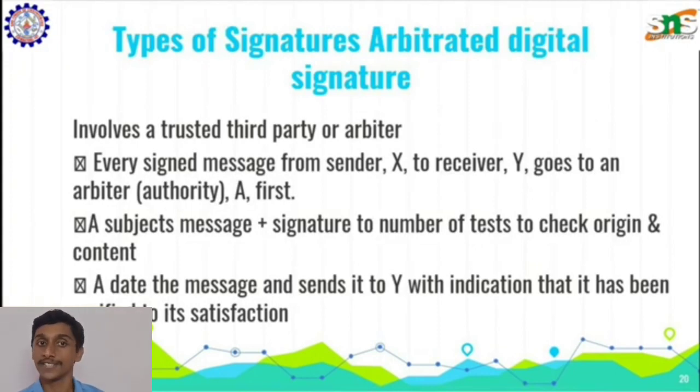Types of signatures. Attributed digital signature, which involves a trusted third party, where signed messages from sender X to receiver Y go to an arbitrator. First, the message plus signature is subjected to a number of tests to check origin and content. The arbitrator dates the message and sends it to Y, with an indication that it has been verified.